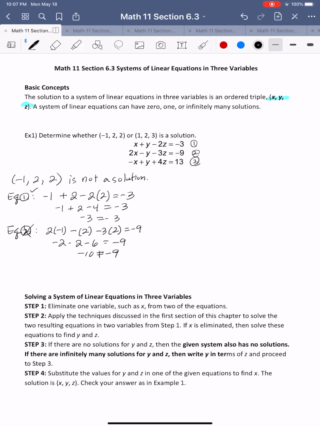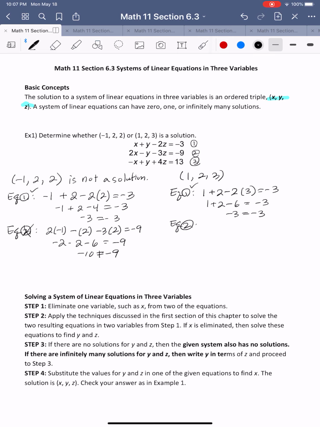All right, let's check with 1, 2, and 3. Same way, equation 1, x plus y minus 2 times z equal to -3. So x is 1. So 1 plus 2 minus 6 equal to -3. Yes, it is. So it works for equation 1.